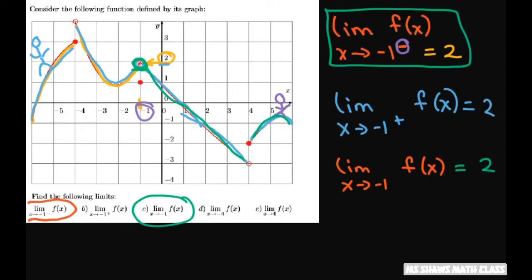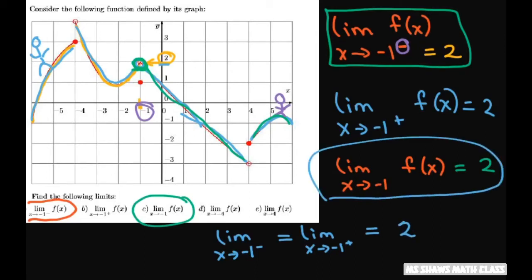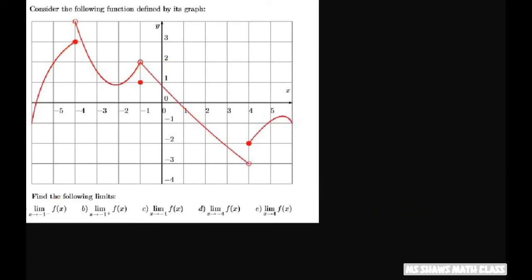So basically what you want to write is that the limit as x approaches -1 from the left equals the limit as x approaches -1 from the right. Since they're both the same, that equals 2. All right? If it doesn't have a plus or a minus here, that means you have to go both directions. Okay, let's do the next problem. So this one right here.